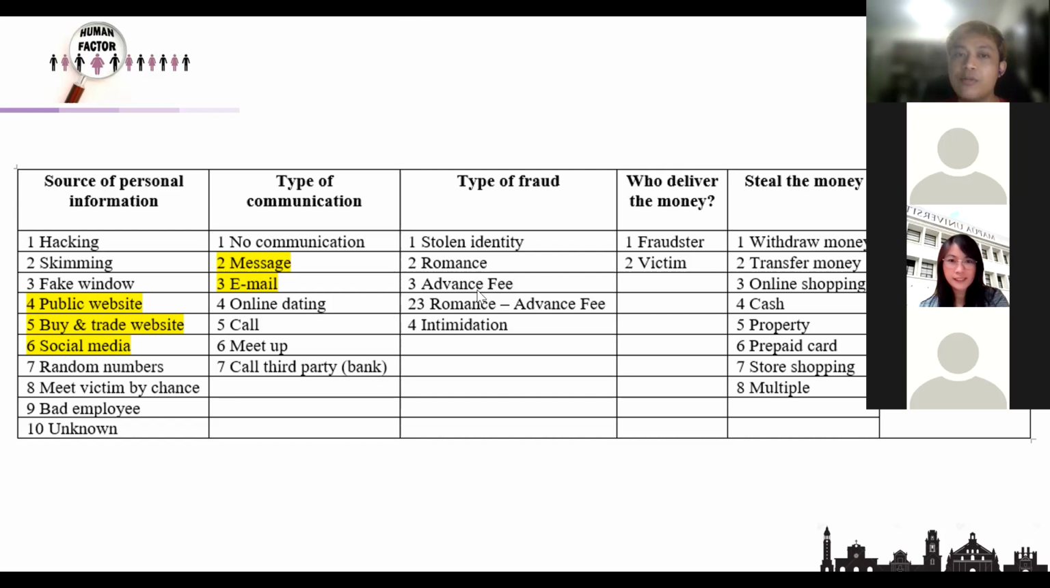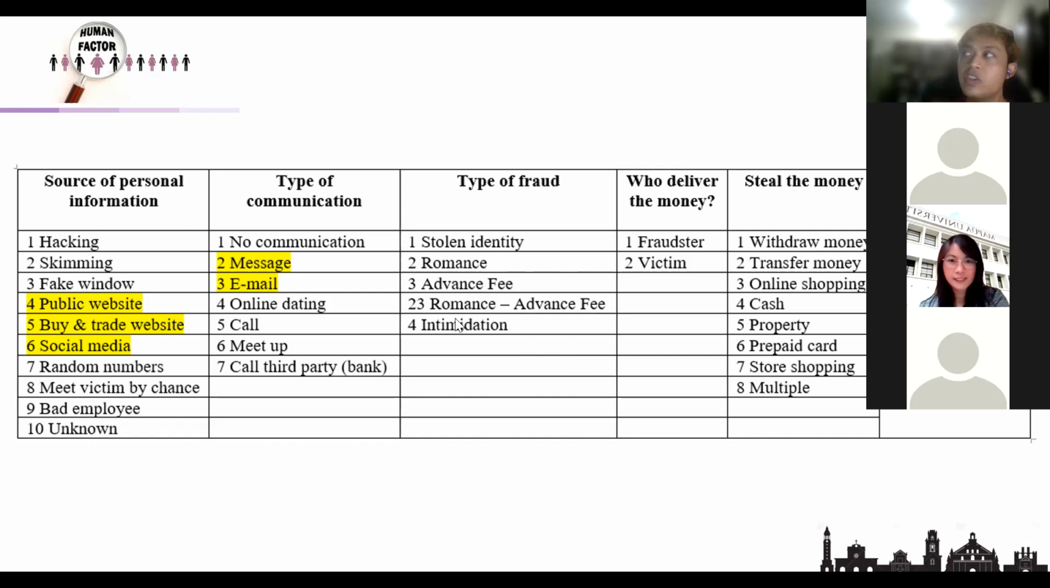And then another one, advance fee, which is kind of like investment fraud. Hey, if you give me money, I will double it in 2 months or 3 months, 4 months, and so on. That's advance fee, a type of fraud. Okay.